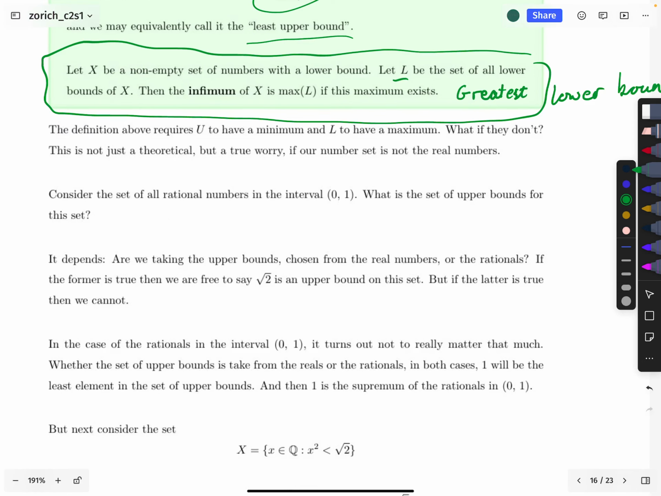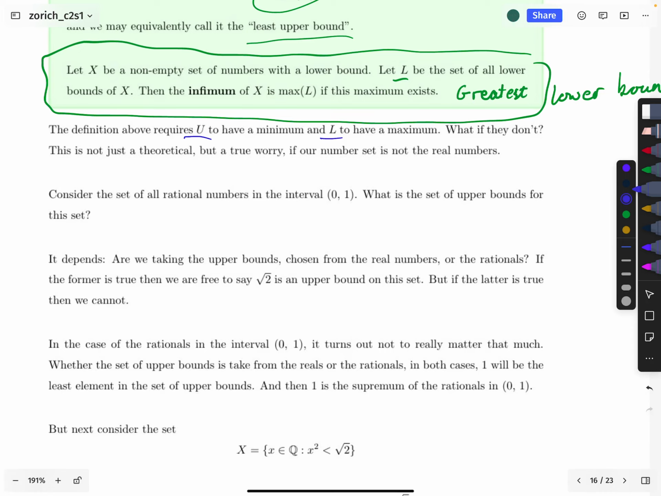Okay, these definitions require U and L to have a minimum and a maximum, but we've already seen earlier that some sets do not have a minimum or a maximum. And so what happens if these sets don't have a minimum or a maximum?